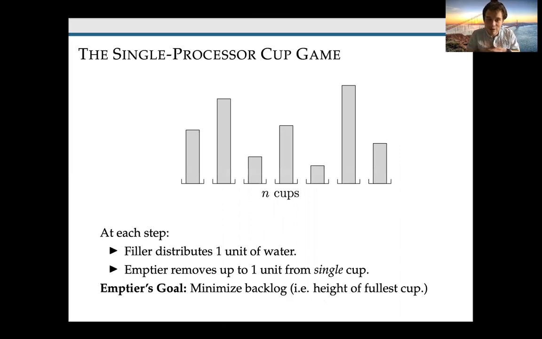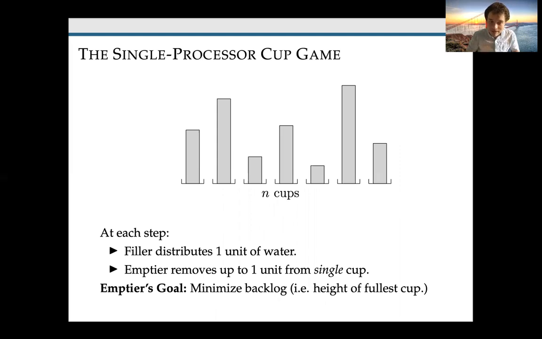So I want to start by telling you about a classic game known as the single-processor cup game. The way it works is there are n cups. Each cup is capable of holding an arbitrarily large amount of water, shown here in light gray. And there are two players, a filler and an emptier.